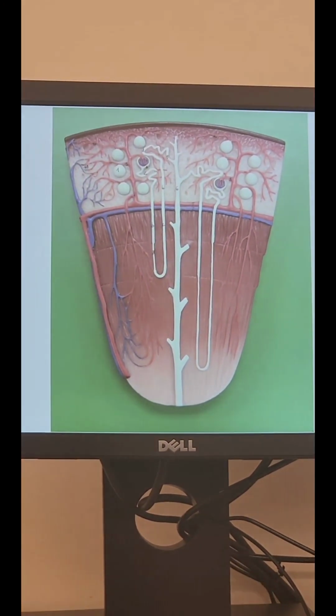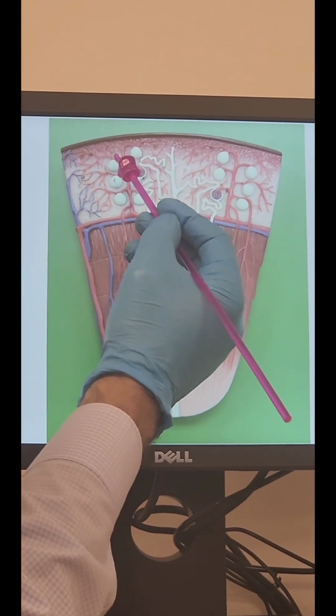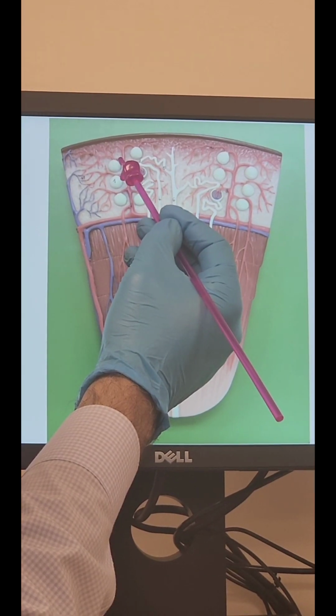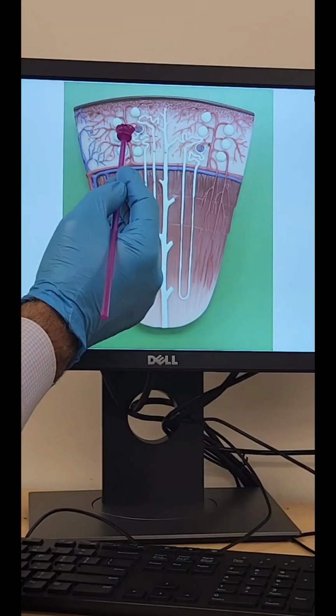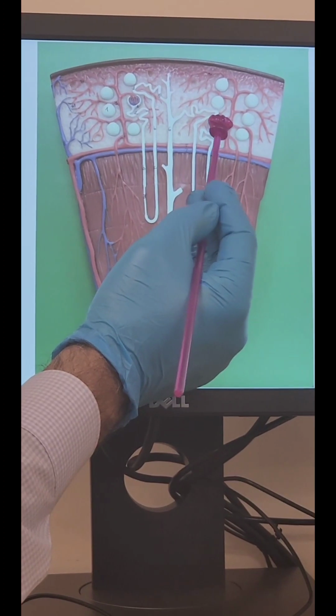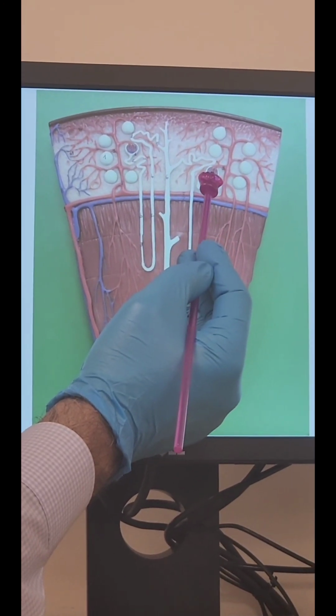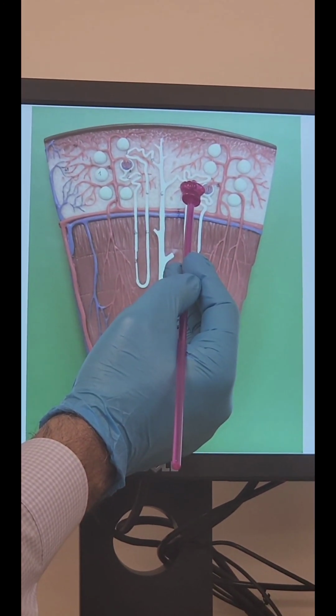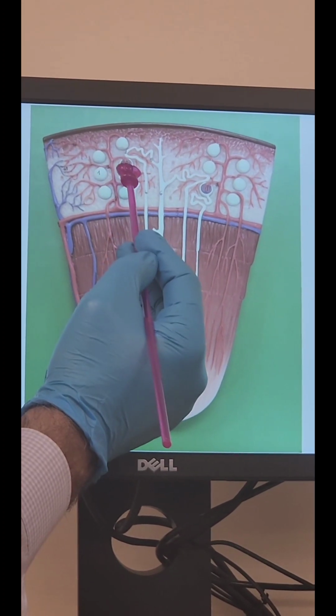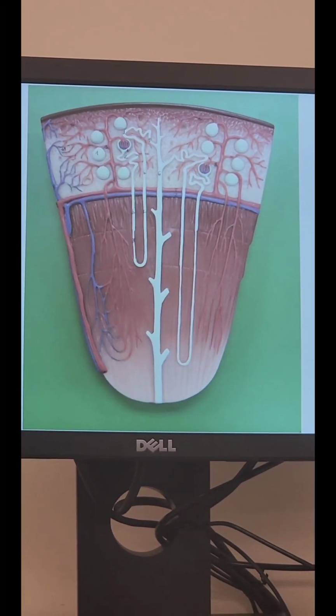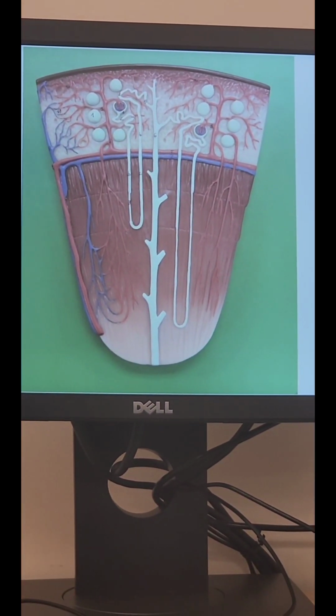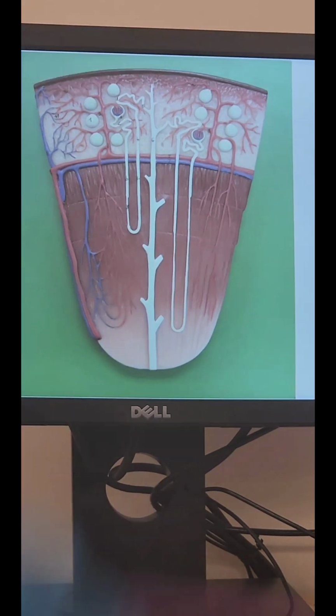And what happens to that efferent? Wait, which ones are the ones that are leaving? So this one is entering it, right? This is the clear one. See, it enters here. Afferent, it becomes a glomerulus, then it becomes the efferent. Agree or no? Yes. Afferent, glomerulus, efferent. Got it. And what happens to the efferent, guys? It becomes a what? PTC.